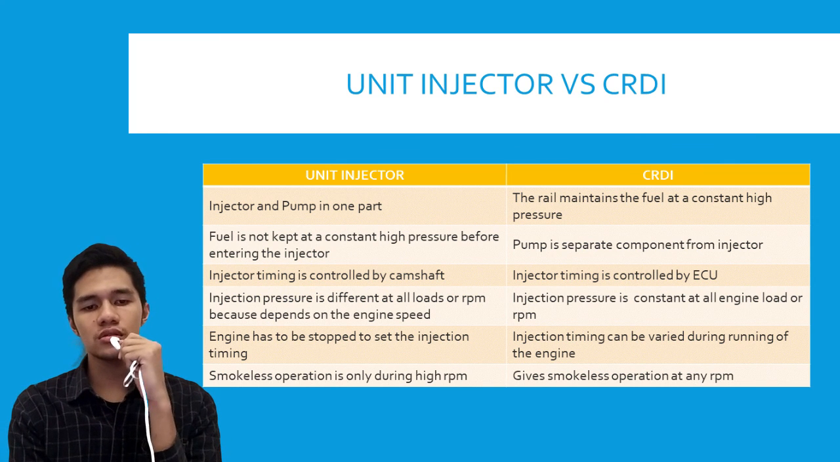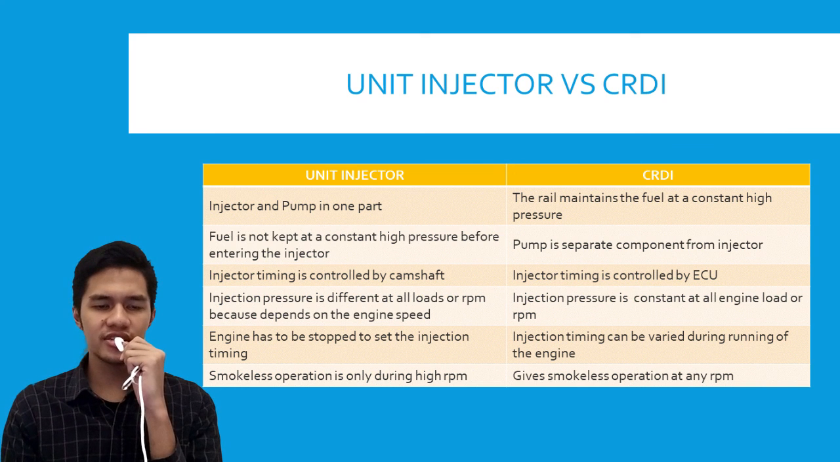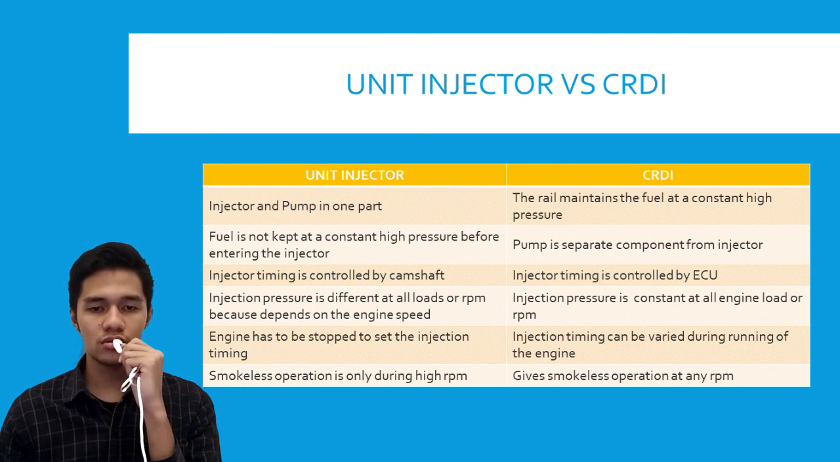The last is that in a conventional unit injector, smokeless operation only happens at high RPM. At low RPM, usually when we start the engine, we can see a lot of smoke going out of the exhaust because of the low RPM and low loads. However, in CRDI, smokeless operation can be achieved at any RPM. So it is good for the environment because we have perfect combustion.